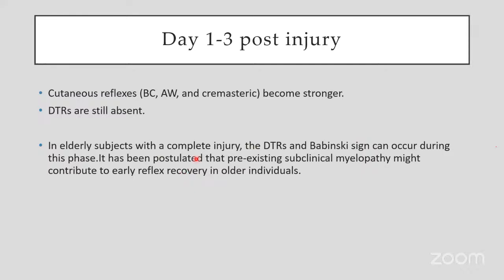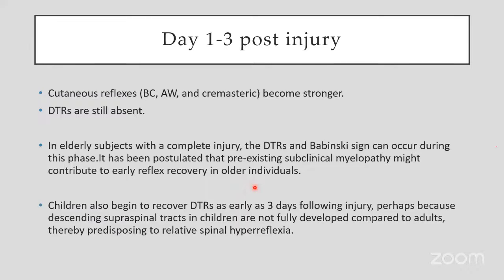It is likely that there might be some pre-existing subclinical myelopathy as a result of degenerative disc changes or degenerative cord changes. Children begin to recover deep tendon reflexes as early as 3 days following the injury, perhaps because the descending supraspinal tracts in children are not fully developed compared to adults, thereby predisposing to spinal hyperreflexia.